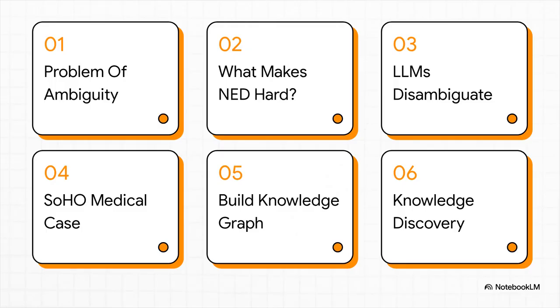Here's how we're going to break this down today. First, the problem of ambiguity. Then, what makes NED so incredibly hard. Next, how LLMs actually disambiguate these entities. After that, we'll look at a real-world medical case with Soho, show you how to build the knowledge graph, and finally, how all this unlocks real knowledge discovery.